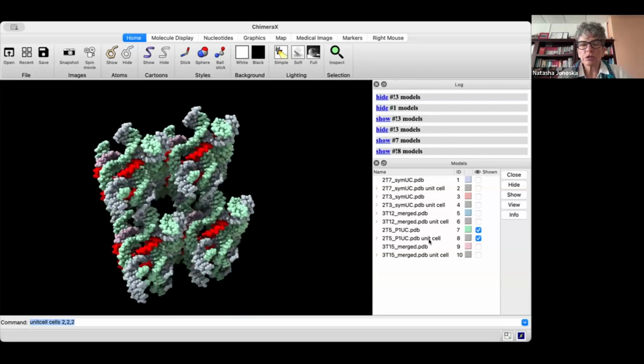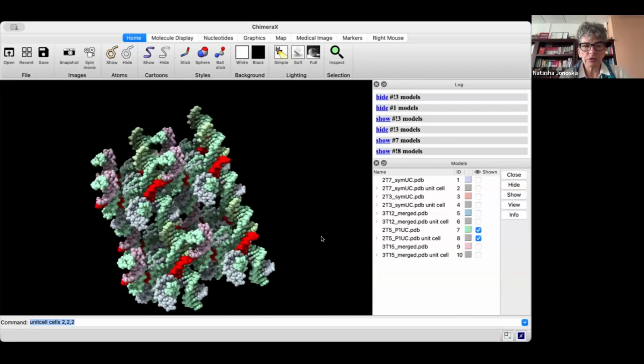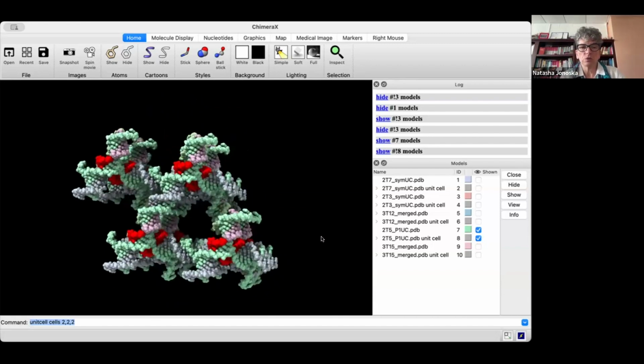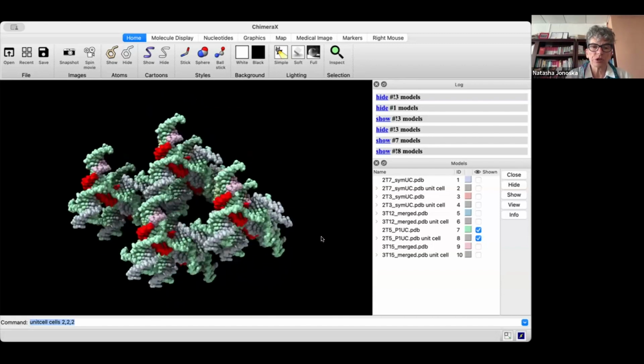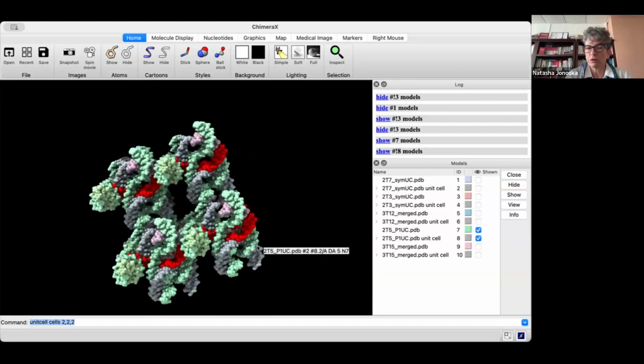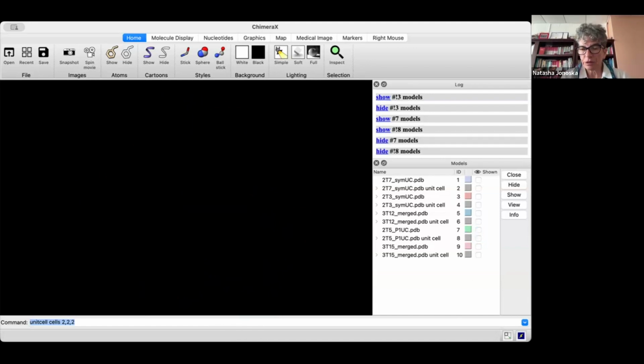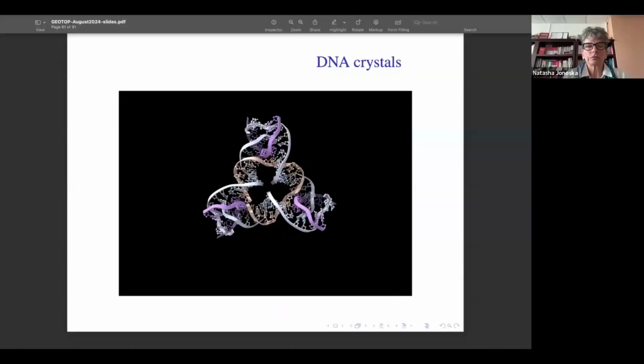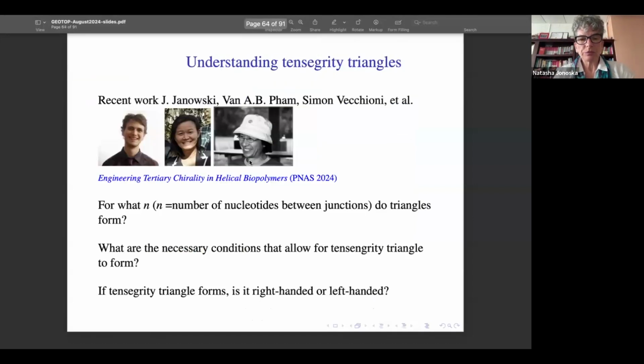So the question was, what makes one triangle left-handed, what makes one triangle right-handed, and what makes this weird shape where the central strand doesn't even make a cyclic molecule and I don't have a triangle? So we went back and started looking at, let me see, I want to go back to my talk. Can you see my talk? Yes. Okay. So I will skip this.